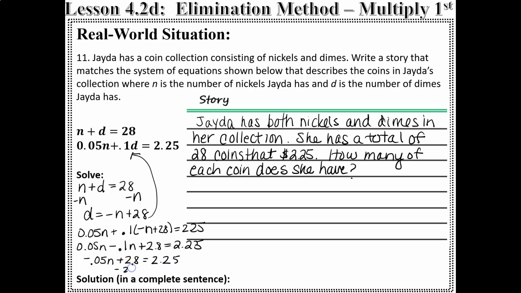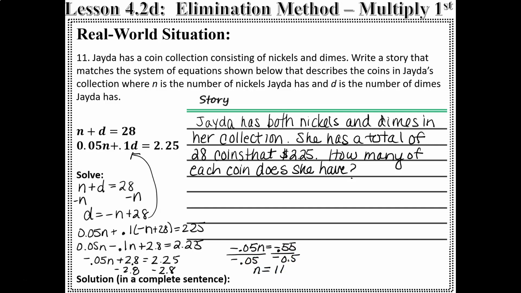Now I'm going to subtract 2 8/10 from each side. So I have negative 5 hundredths, or negative 5 cents, n equals negative 55 hundredths. If you divide each side by negative 5 hundredths, you end up with n is 11.